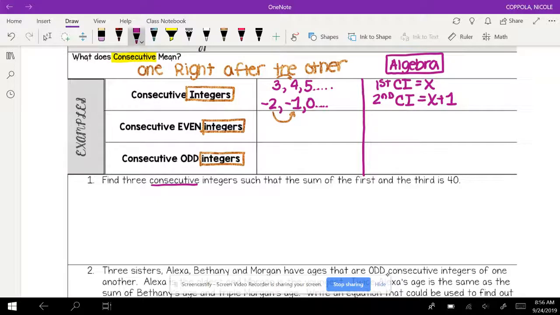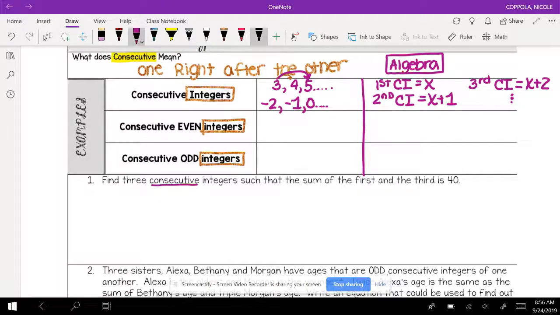Okay? Maybe they're going to say we have 3 consecutive integers. Well, to get to my third consecutive integer, to get from 3 to 5, I had to add 2. And if you had a fourth, it would be X plus 3 and so on and so forth. So I'll just do these 3 little dots, which means it continues the pattern. All right, not bad. So now let's look at some consecutive even integers.